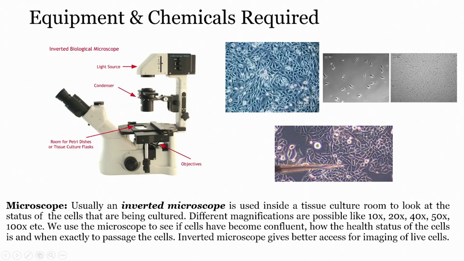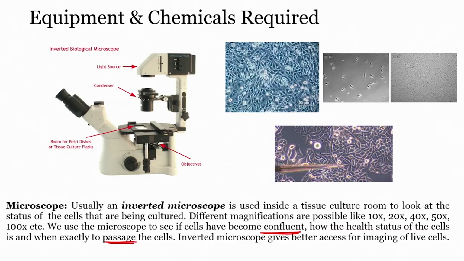Now, the inverted microscope is used inside the tissue culture room to look at the status of the cells that are being cultured, and different magnifications are possible, of course, using the objective lens from 10x to 20x to 40x to 100x, etc. We use the microscope to see if the cells have become confluent. We have seen the word confluent in the earlier module, and how the health status of the cells is, and when exactly to passage the cells. We have seen what is passaging, correct.